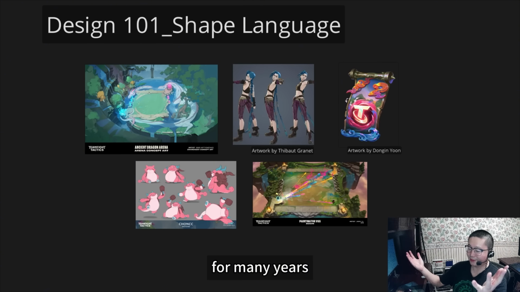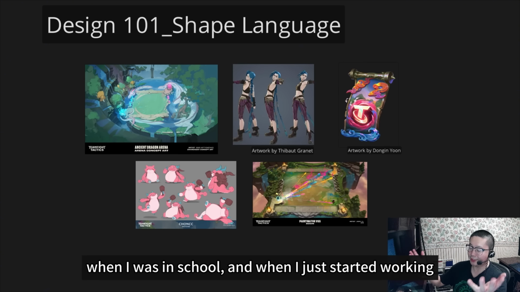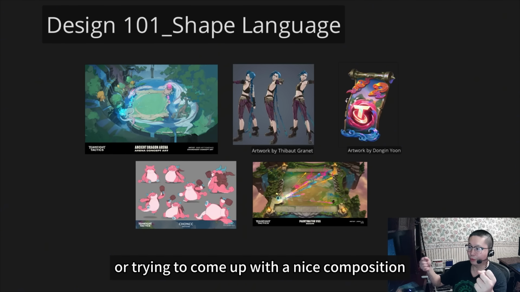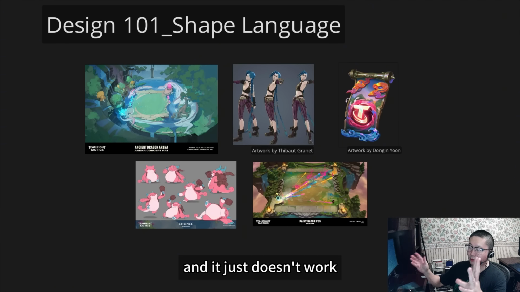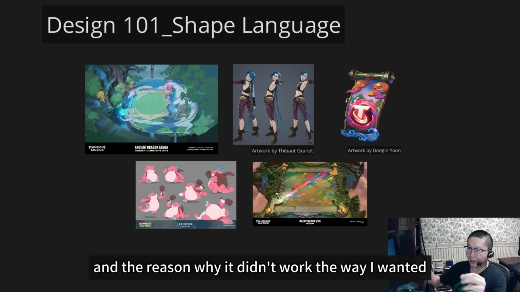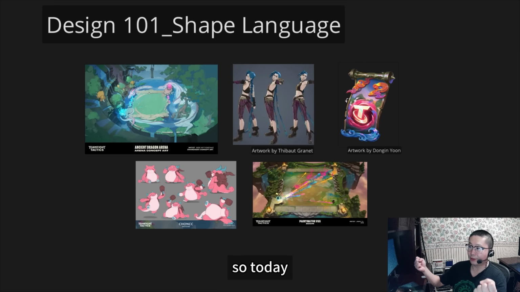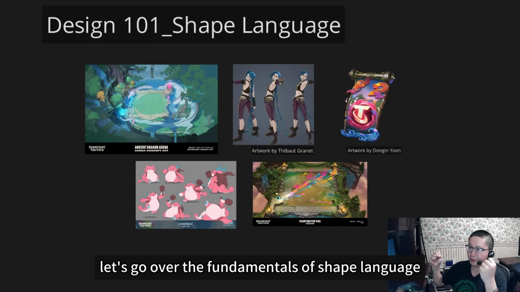For many years, when I was in school and when I just started working, I would spend hours and hours trying to render something or trying to come up with a nice composition, and it just doesn't work. And the reason why it didn't work the way I wanted was because of my lack of understanding in shape language. So today, let's go over the fundamentals of shape language.